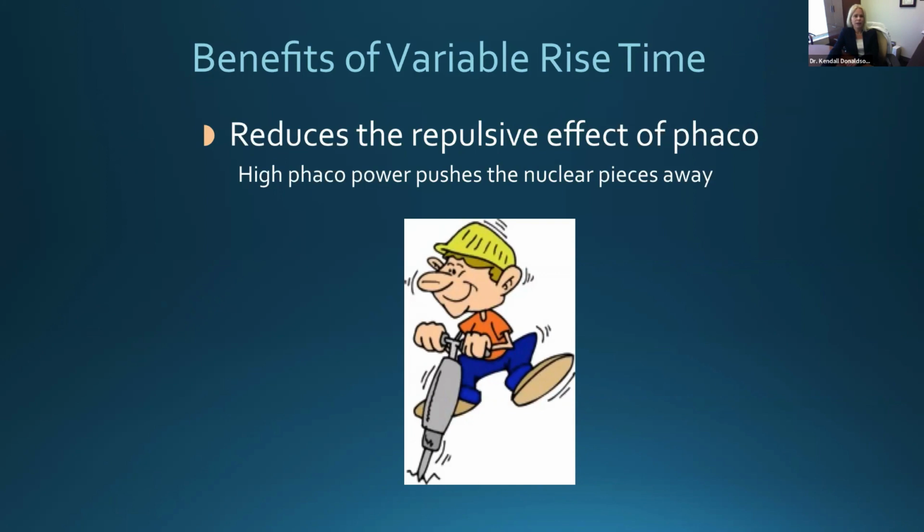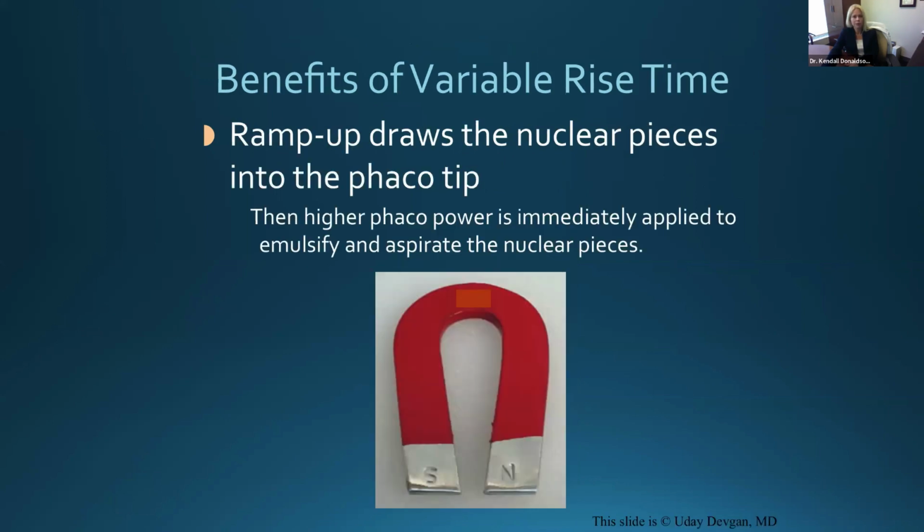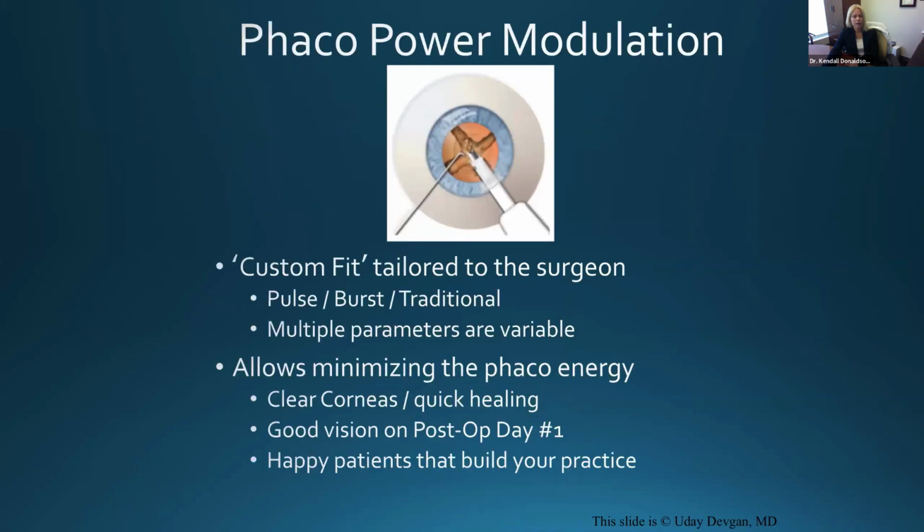Okay, so we want to reduce the repulsive effects. So that's one of the advantages of the variable rise time. And also that's why I use burst to kind of get in and embed into the piece before I just use a bunch of power, which is going to push away my nuclear piece. Okay. So this is more just explaining what I mentioned. Again, you want to customize or tailor fit those to what works best for you. And the reps can help you try a few of these different things to really decide, okay, if you want to add some burst to help with chopping, that can be helpful.